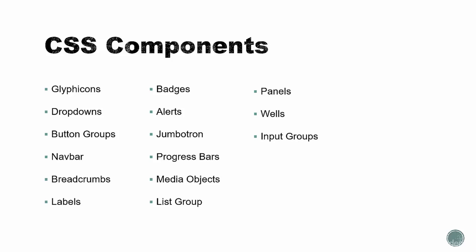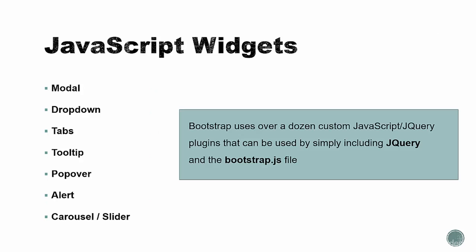A jumbotron, which is basically like a big showcase area that you would have on your landing page. Progress bars, media objects, which can be used in things like blog posts or news articles. List groups, which are used with unordered lists. Panels, wells, which kind of give you a background and a header, and then input groups. These are just some of the components that we'll be going over in this section.